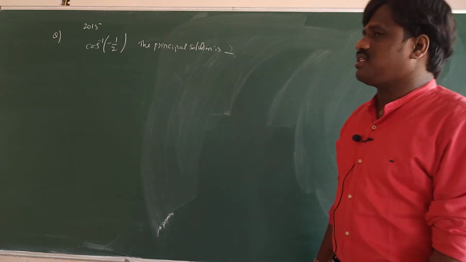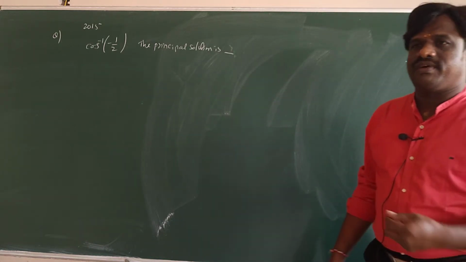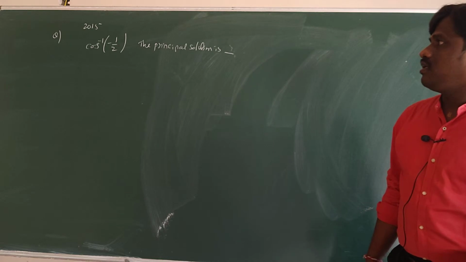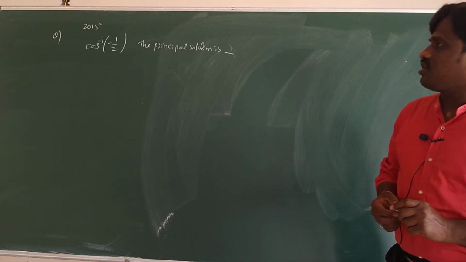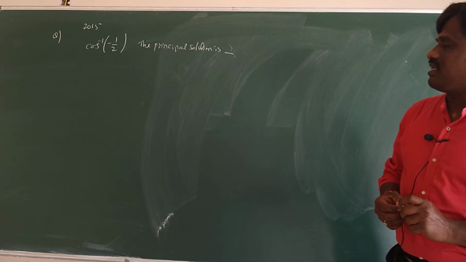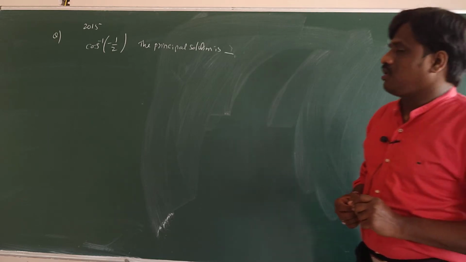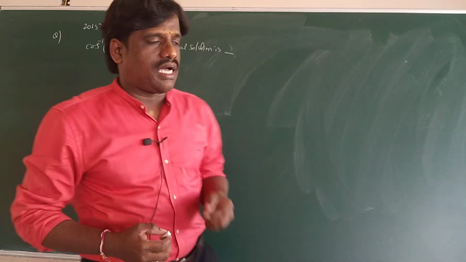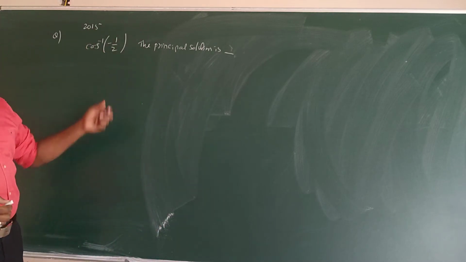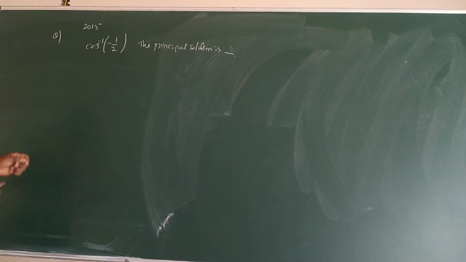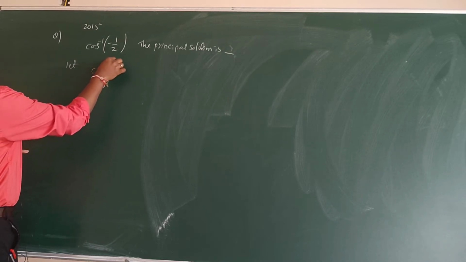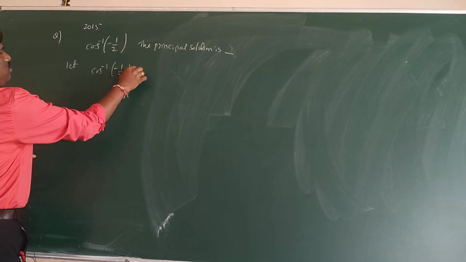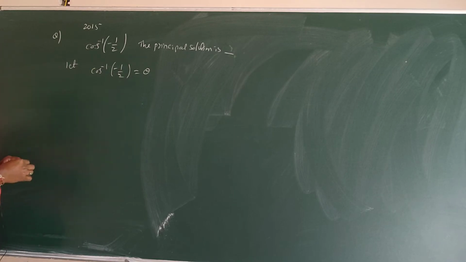Inverse trigonometry questions, board wise 2020 to 2015 we are doing. So now we are entering into the 2015 question. In 2015 they asked: cos inverse of minus half, what is the principal solution of this? Now you know I told you in inverse trigonometry you have to take, let cos inverse minus 1 by 2 is equal to theta.